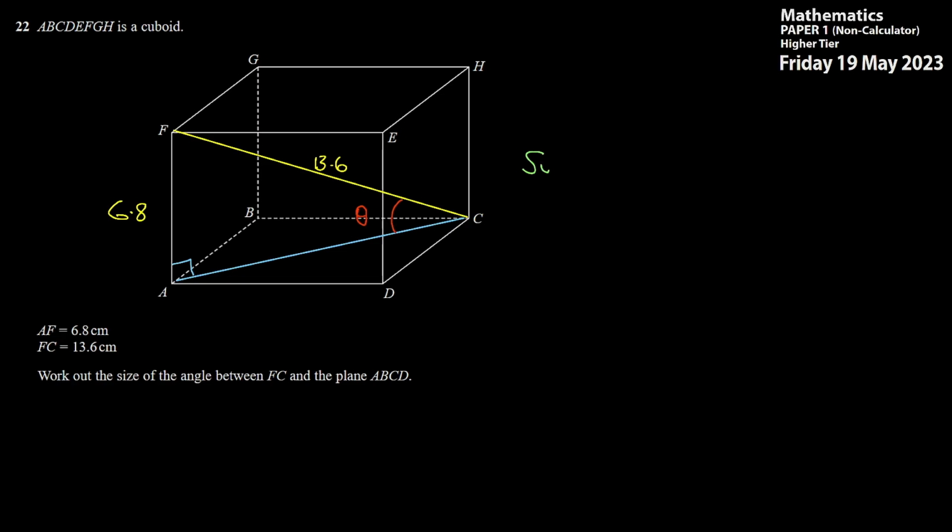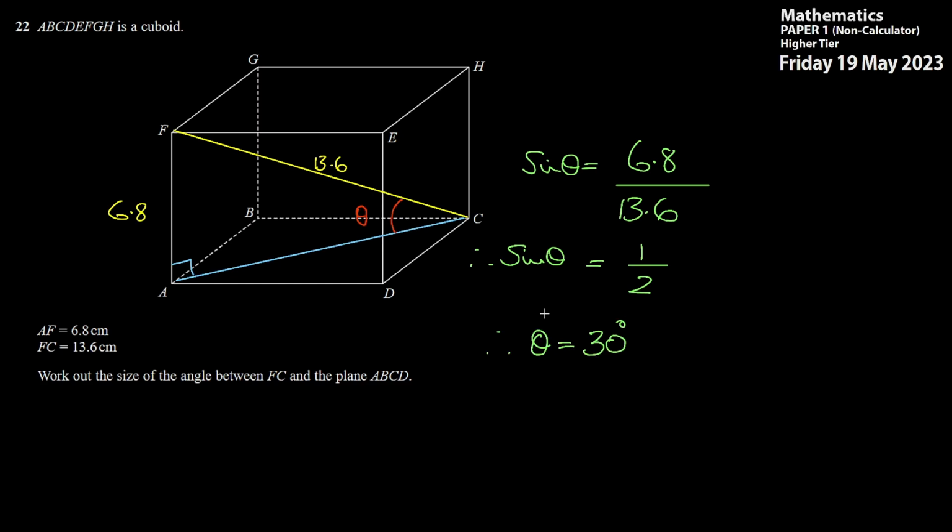So I can say sine theta is equal to the opposite, which is 6.8, divided by 13.6. Now, normally you'd be reaching for a calculator, but this is not a calculator paper, but these numbers work out very nicely, because this is equal to a half. Well, if sine theta equals a half, theta equals 30 degrees. It's one of those standard values. So I can say that theta equals 30 degrees. And that rather quickly is your answer.